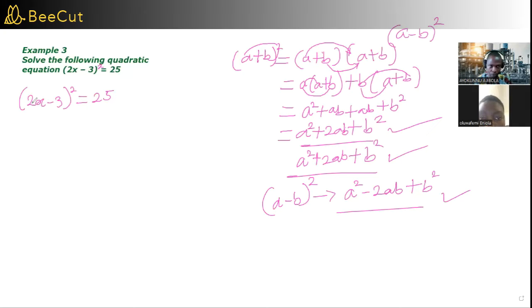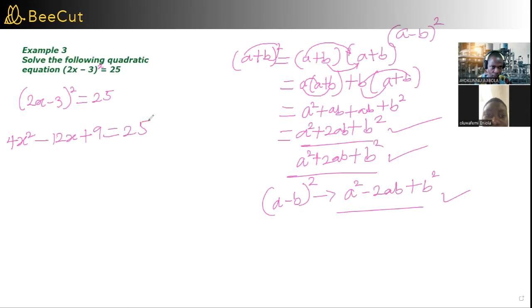Now that is what I'm going to use here. I'm not going to write it twice. So I'm going to pick the first one, square. That is 4x squared. Yes, sir. Then I'm going to multiply all through and put the minus. So 2 times 2, 4. 4 times 3 is 12. 12x. Then I'm going to say this one squared. That is 9. Yes or no? Yes, sir. Equal to 25.